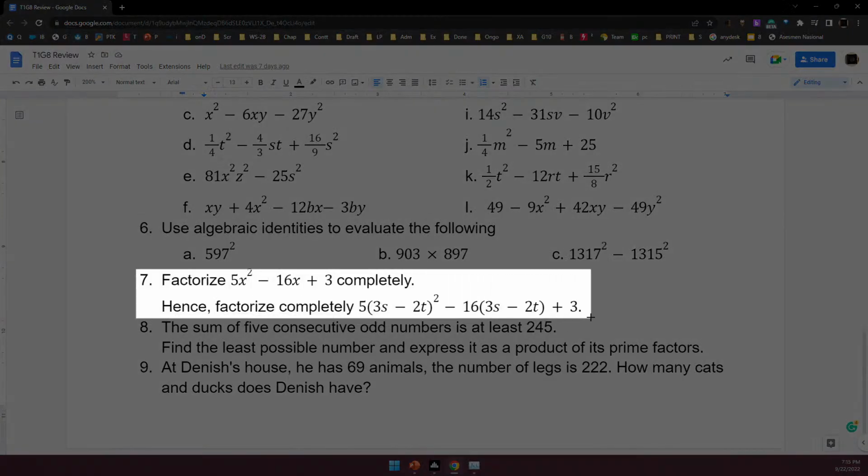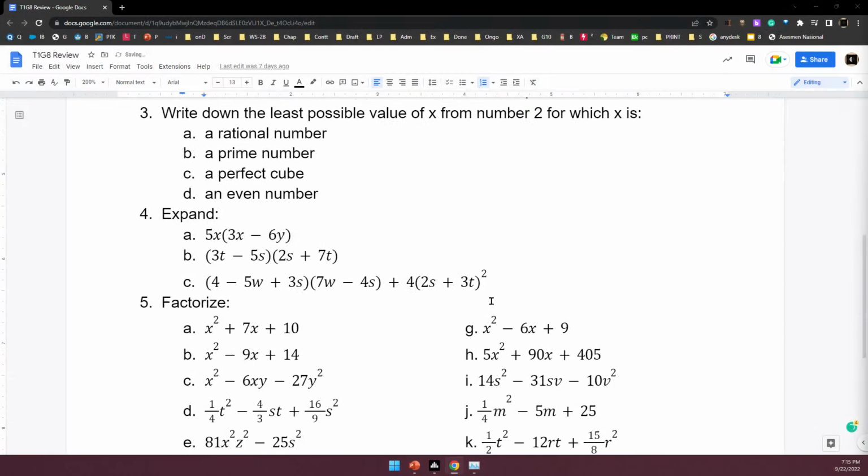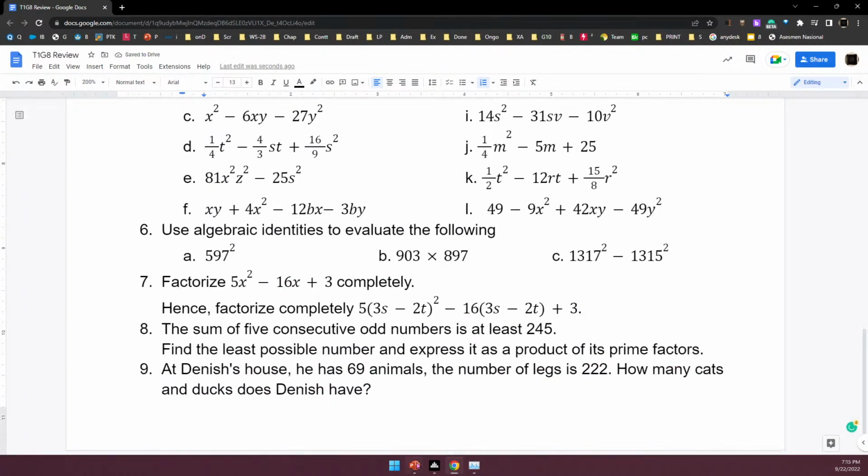Number 7. Why? What happened here? Move to another. Okay.